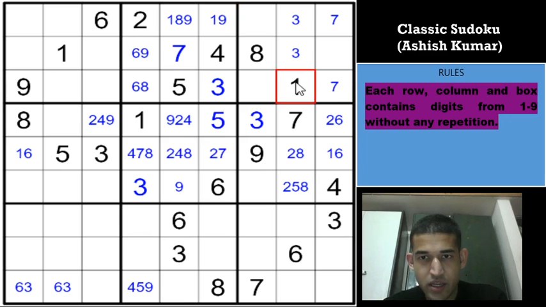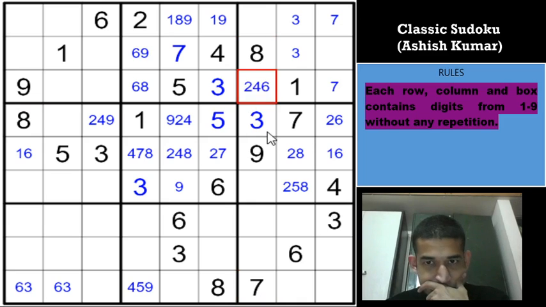Let's look at row 3, 1, 3, 5, 9, right? Remaining are 2, 4, 6, 7 and 8. But 7 and 8 is in column 7. So this is 2, 4, 6. Okay, let's look at row 2 now. 1, 6, 9 and 4, 7 and 8 are not possible in these two cells. So remaining digits are 2, 3, 5. But 3 is in column 3. So this is 2, 5 and this is 2, 3 and 5.